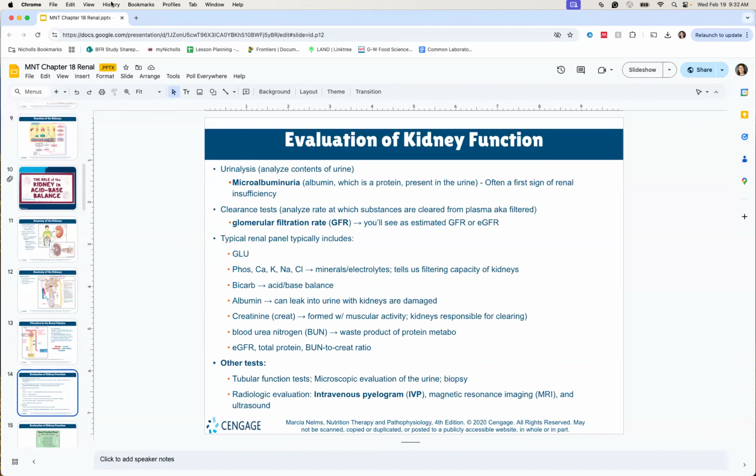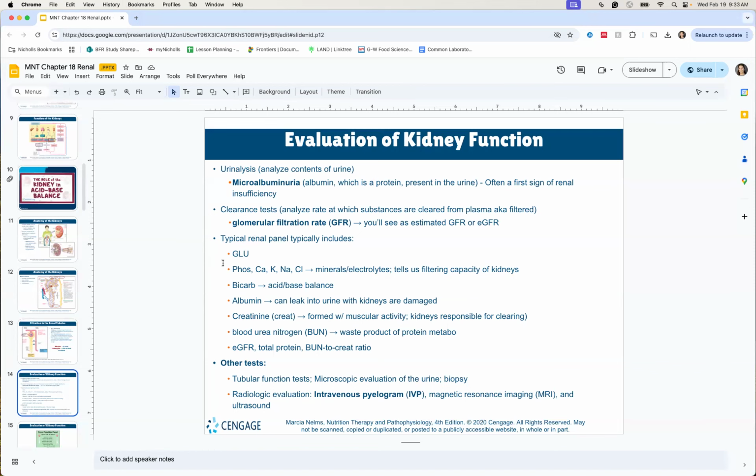Now, how do we know if the kidneys are not functioning properly, or how do we know that the kidneys are functioning properly? We can do several tests. The first that we can do is a urinalysis. Are we seeing microalbuminuria? Are we seeing albumin in the urine? This is a protein. Again, this is one of the first signs of renal insufficiency. We can also do a clearance test, typically measured by the glomerular filtration rate or estimated GFR.